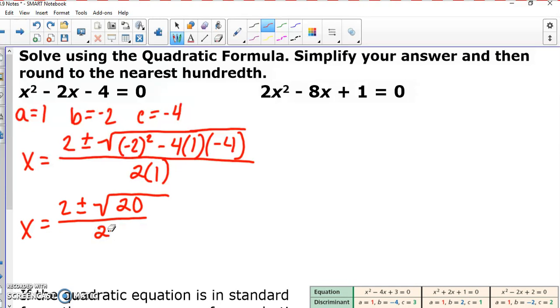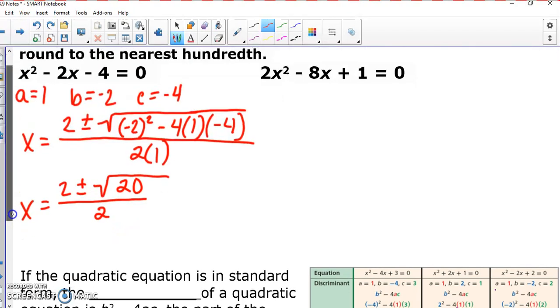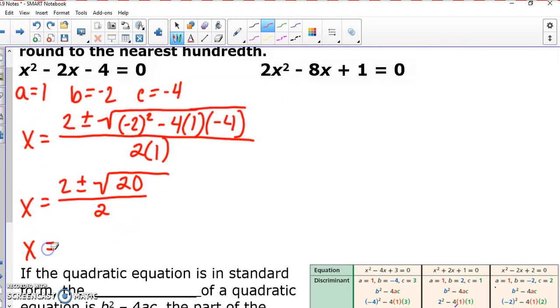Okay, so now the square root of 20, you are not going to get a nice number from. So that's where the round to the nearest hundredth part comes into play. So when you go to plug that into your calculator, you'll type in 2 plus square root of 20 equals, and then you need to take that whole quantity divided by 2. And then once you do that, you'll round to the nearest hundredth. So you should get 3.24. And then if you go 2 minus the square root of 20, enter, and then divide by 2, your other answer then should be a -1.24.